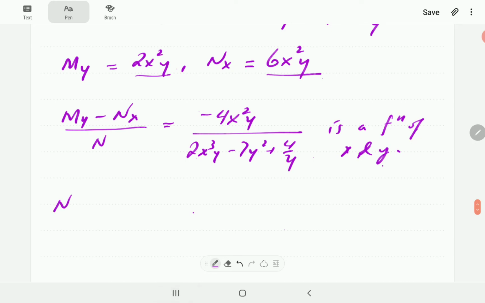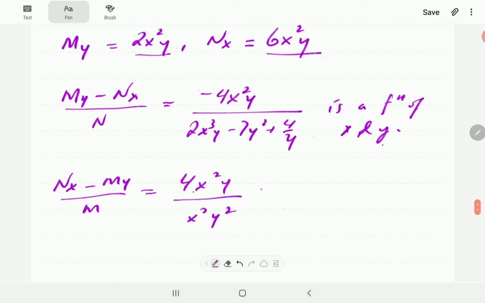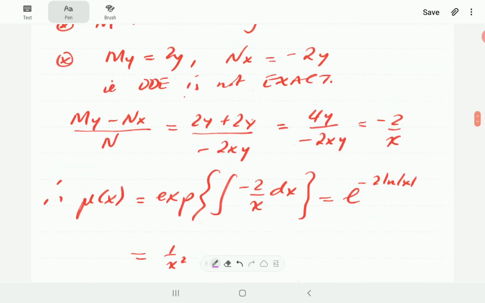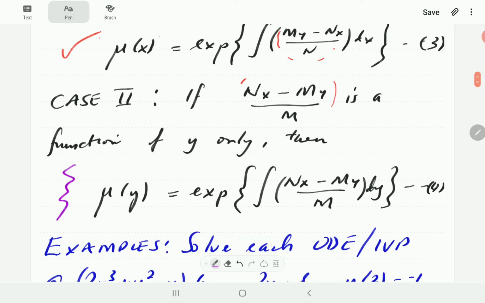So let's try the other combination, nx minus my over m this time. So the numerator is now going to be 4x squared over y. Denominator, remember, m is x squared y squared. Okay, looks like some terms are going to cancel out this time. So this is going to work out actually to 4 over y, which is a function of y only. So that's good, because it means this is fitting in the case 2 scenario.